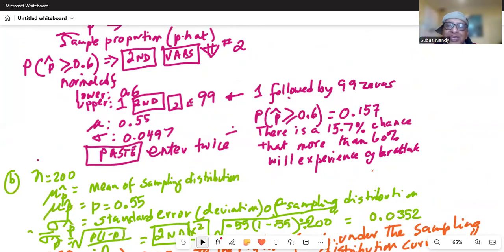As I told in the beginning, yes, the chances of cyber attack will be affected if we change the sample size. Here we have increased the sample size from 100 to 200, and the probability or the chances of cyber attack has gone down from 15.7 to 7.7, almost half the effect, half the chance. By doubling the sample size from 100 to 200, you've reduced the probability or the chance of cyber attack in British firms.